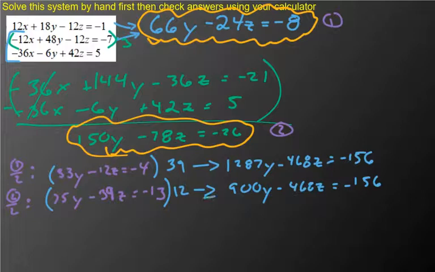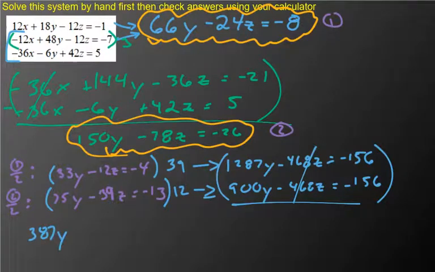So if you wanted to eliminate z, you'd have to subtract, right? So that would get rid of that. And then 1,287 minus 900 is 387y. And this is kind of nice because when you subtract over here, you also kill the numbers, which is going to make this really easy. So then we just get that y equals 0.